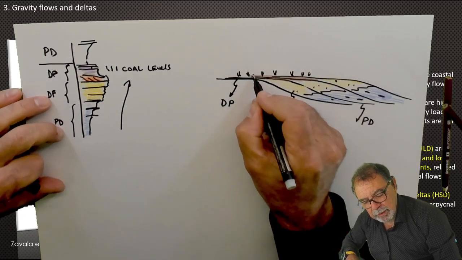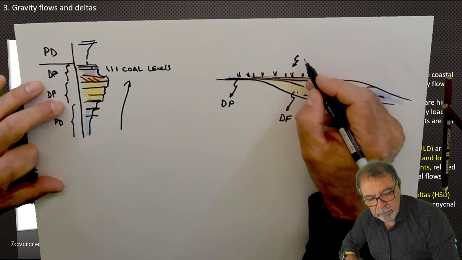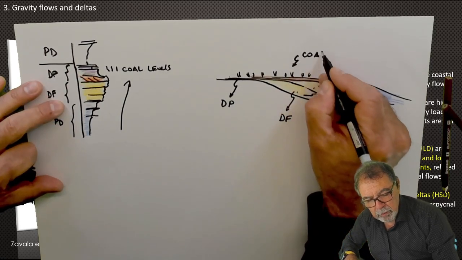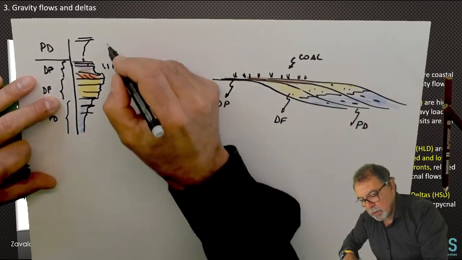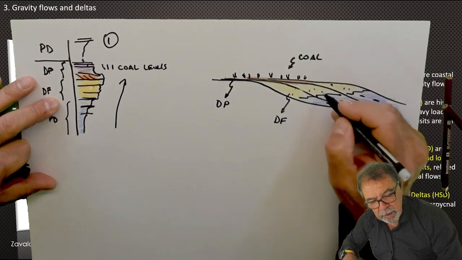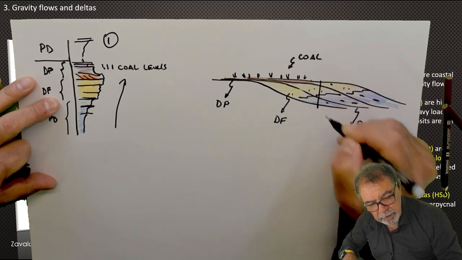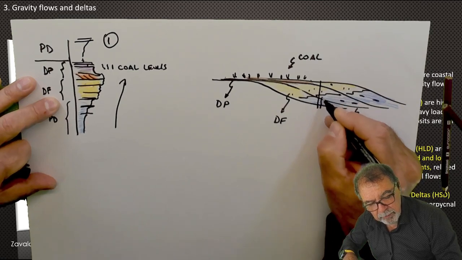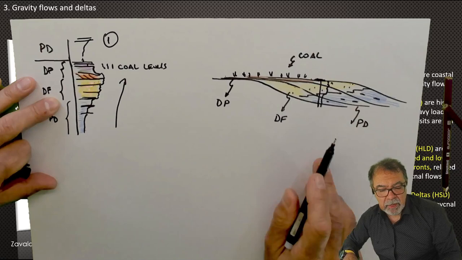This is delta plain. In delta plain you sometimes have coal levels. So you make here this section, a vertical succession you can find here, in which you start from prodelta, delta front, and you go into delta plain.